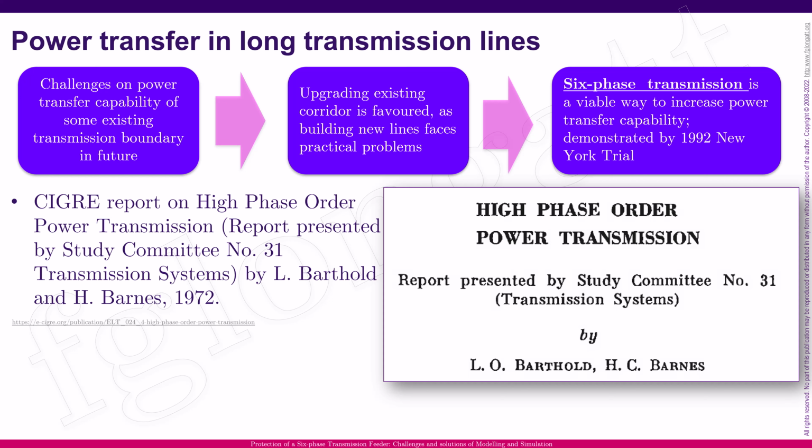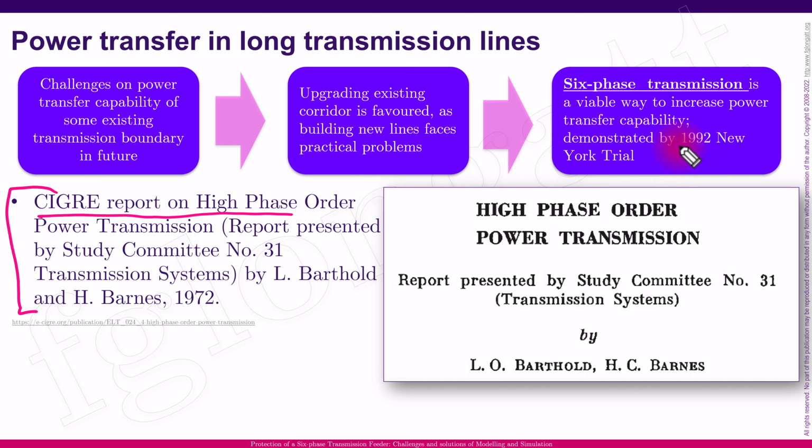The six-phase transmission system is not new. It has been around for many years, and probably the first publication talking about its commercial use started in 1972. If we go to this report presented over here, entitled High Phase Order Power Transmission, you can get more information about the comparison in numbers between the three-phase system and the six-phase system.